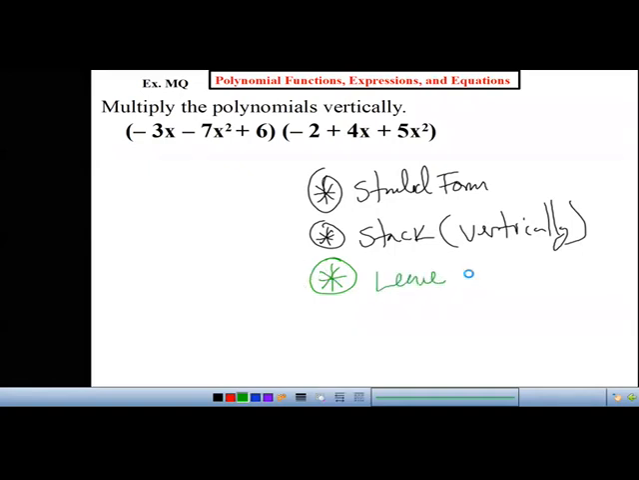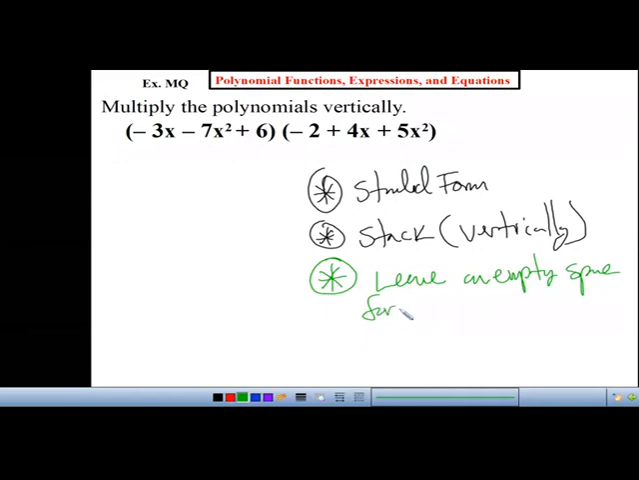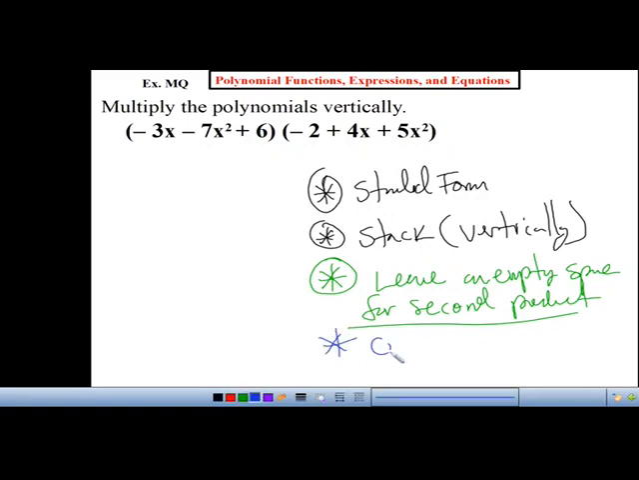Leave an empty space for the second product. That is correct. Let's go. And of course, lastly, what do we do at the end? Combine. And that's the process, guys. Make sure you have that down because that's the process for multiplying vertically. Okay? All right, let's move on.